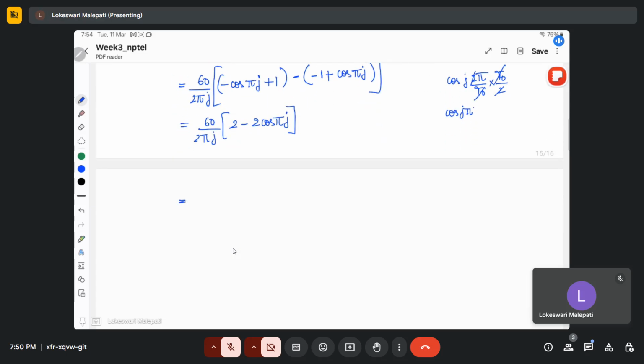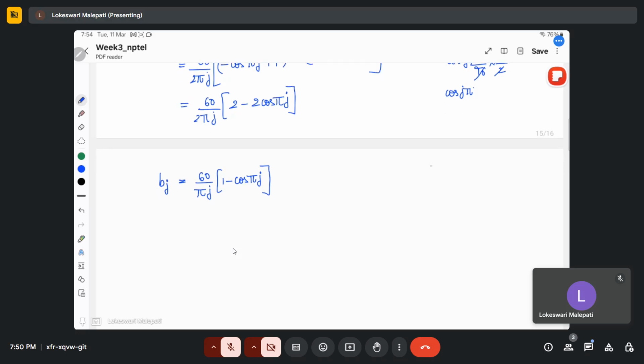So this is equal to 60 by pi j, 1 minus cos pi j. So this is the value of bj, the coefficient. Now we need to find out the expansion terms for j is equal to 1, 2, 3.